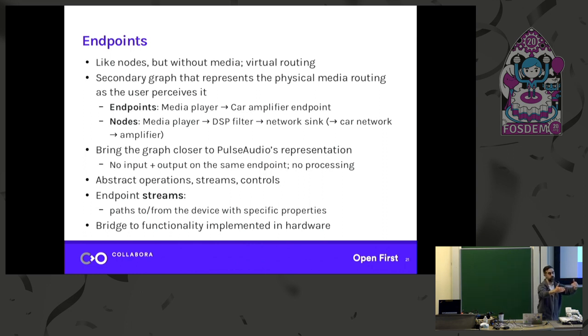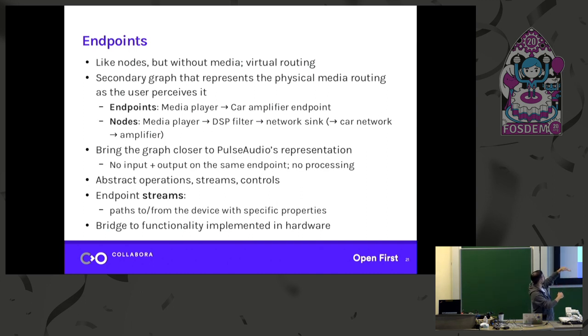While the same thing on the nodes graph looks like a media player that goes into a filter that does some processing, and then it goes to a network sink that pushes things out to the car network, and then there's a car network distribution daemon or whatever that eventually ends up in the amplifier. And this is a much more complex path that the policy management would have to know, and it would become very hardware specific to handle this. So this is why I thought we need to abstract this.